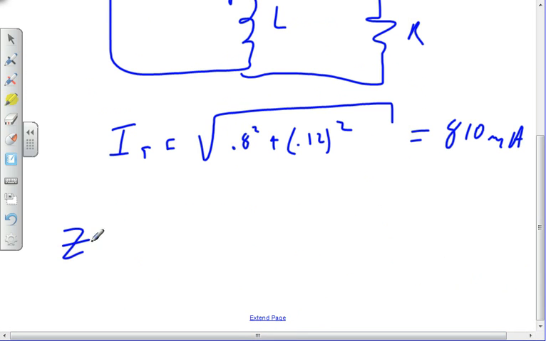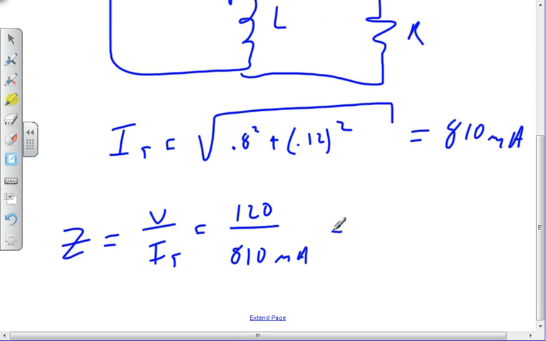So my impedance is going to be the voltage divided by the total current, which is 120 divided by 110 milliamps. So one over that times 120 looks like 150. Yeah, 150 ohms.